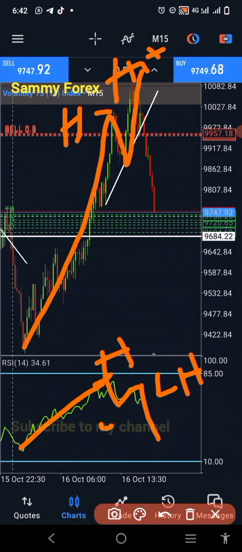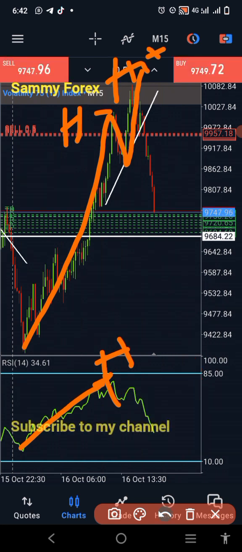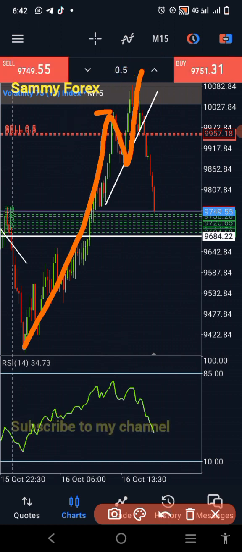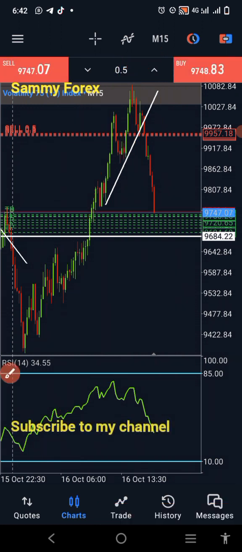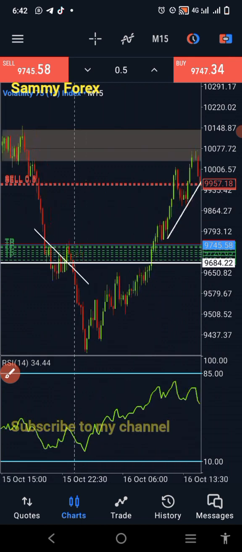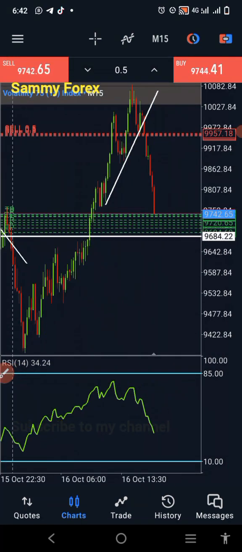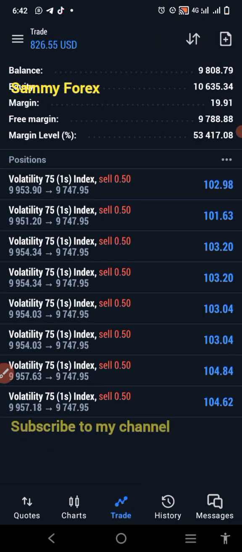Now see the difference here. Let me use the trend line tool to show you guys. You can see that price is already approaching my take profit. This is my take profit level. It has stopped some already.